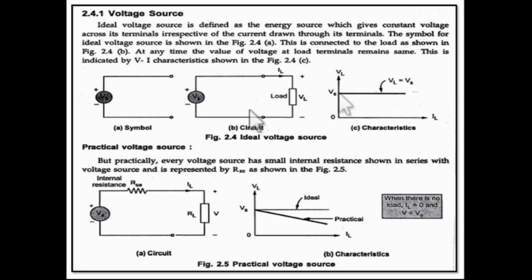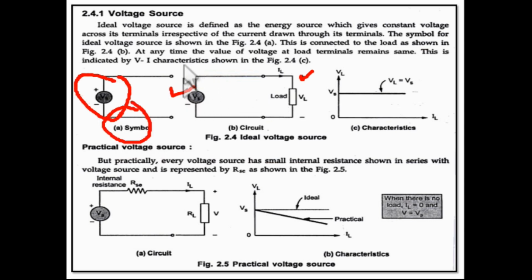Now comes the voltage source. So guys, there are two types of voltage sources: ideal voltage source and practical voltage source. So what happens? This is the ideal voltage source, drawn in a circle like this. The voltage source is defined as the energy source which gives constant voltage across its terminals irrespective of the current drawn through its terminals. As you can see over here, this is the voltage source and this is the load. So source and load both are connected in the circuit.